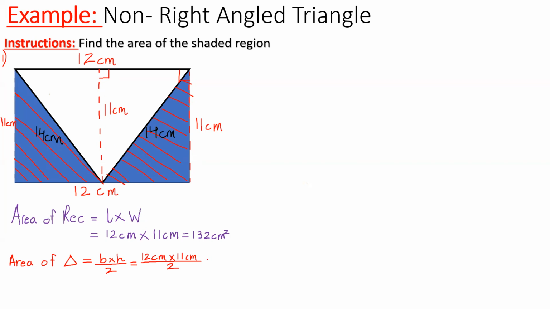So what is 12 times 11? 132 centimeters squared. Divided by what? 2. And what is 132 divided by 2? 66. That's going to be 66 centimeters squared.